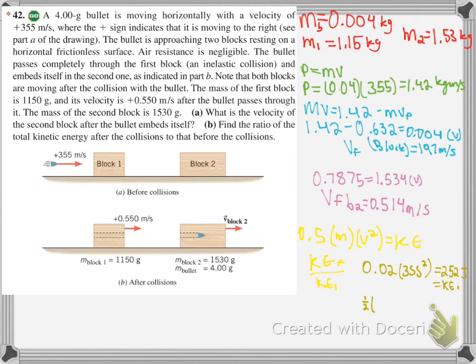Now, for final kinetic energy, we have to do the energy of block 1 and block 2. Okay, so 1/2 times 1.15 times 0.55 squared plus 1/2 times 1.534 times 0.514 squared, and that's going to give us a total of 0.375 joules of kinetic energy after.